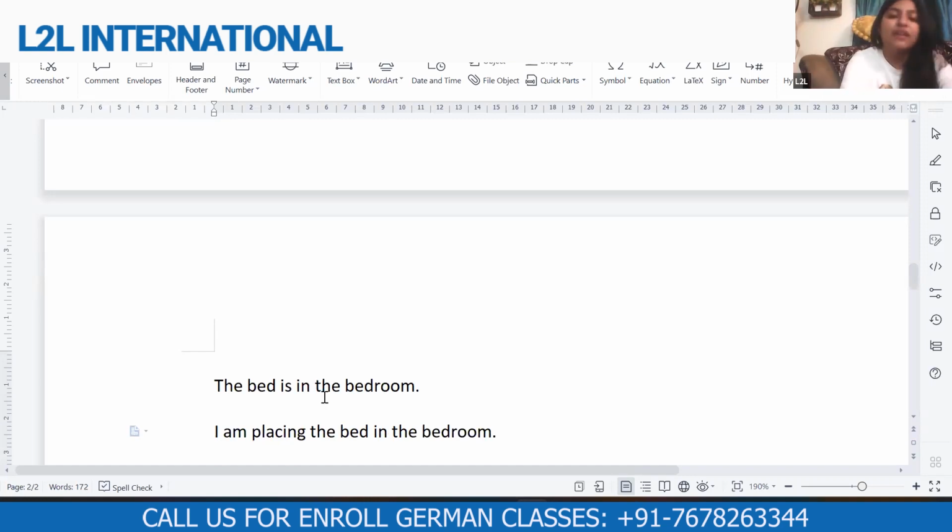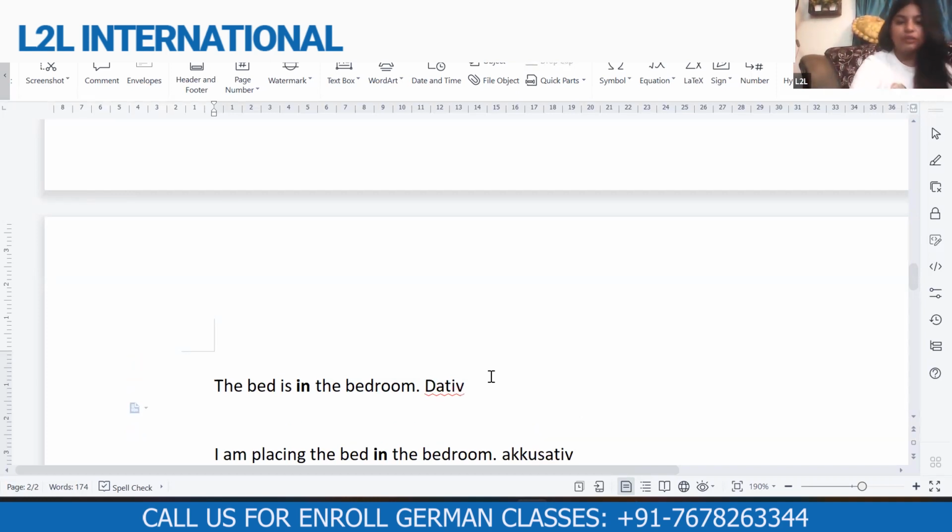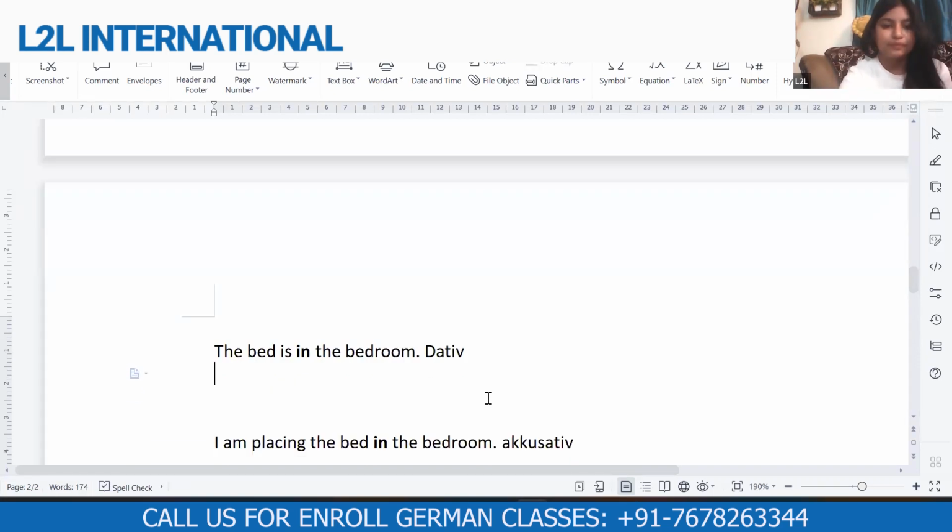In both cases, we have one preposition that's common, in, but the only difference is that this will be a dative Satz because it has got no movement. It shows that the bed is kept there. Now, whether I kept it, my brother kept it, or anyone kept it, that doesn't matter. But here it shows that the bed has been kept or I am keeping the bed there. That's why in with accusative. Anybody who can let me know the dative translation for this sentence, in and dative, how do we say that? Check if you can do it.